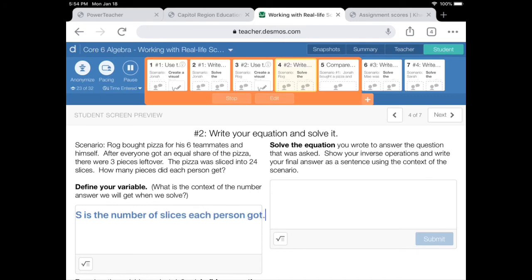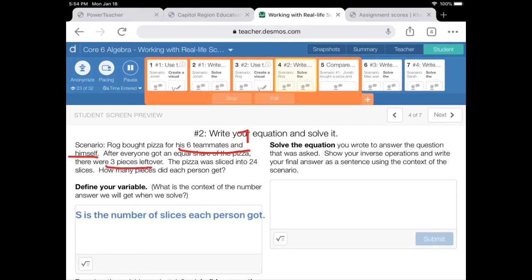And so then we have to go and build our equation. So we need to be thinking about how all the numbers in this problem work us up to an equation. Pizza for his six teammates and himself, right? So we know that's going to be 7 people. 3 there, not sure what to do with those yet. And then we have a pizza that was sliced into 24 slices.